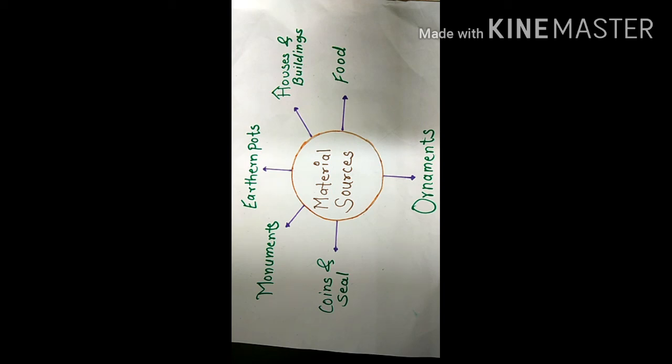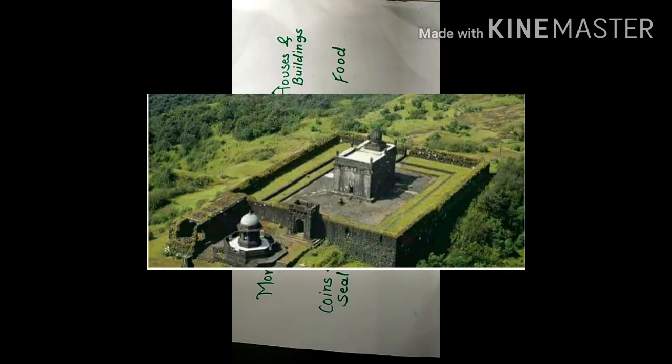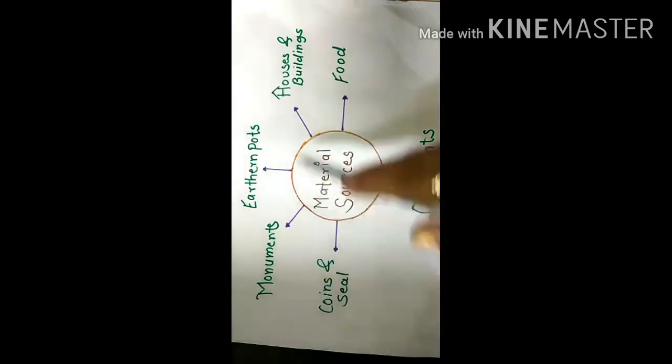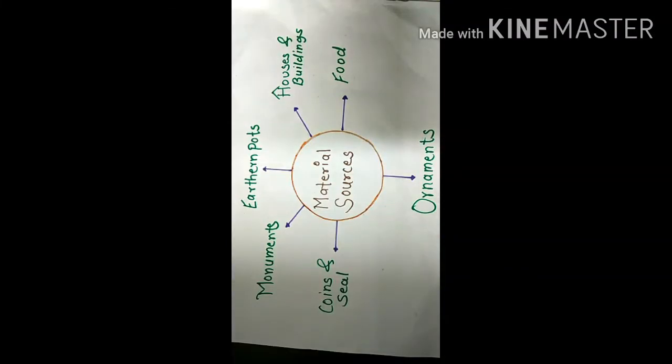Then the monuments. A building or a statue that is built in the memory of a great person is known as a monument, such as the Taj Mahal, Sanchi Stupa, Red Fort, Lotus Temple, etc. All this gives us information about human activity in the past.